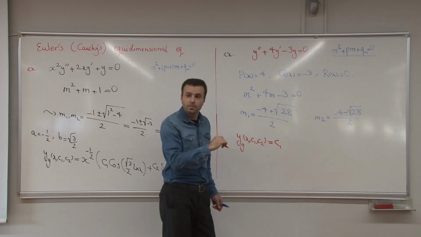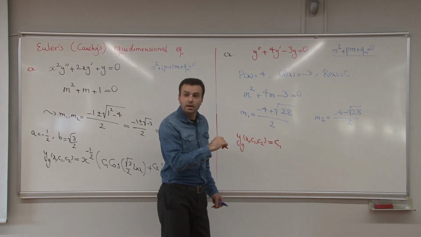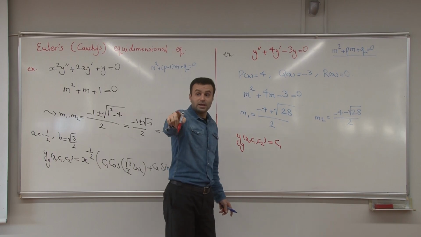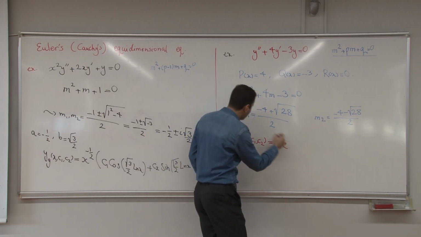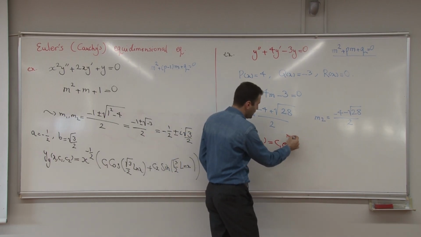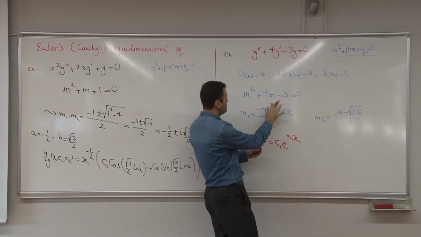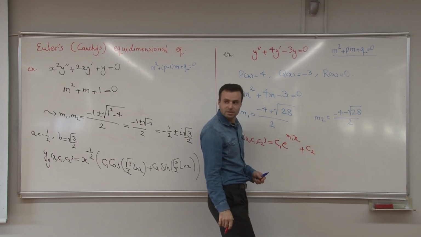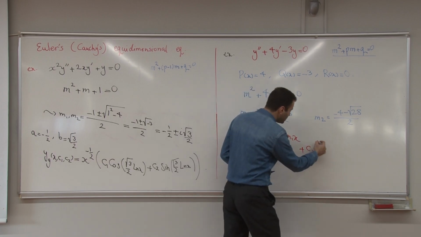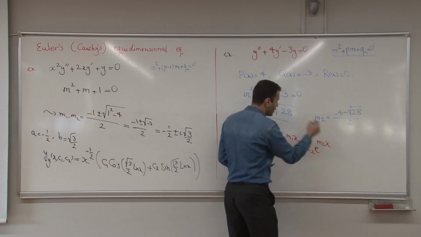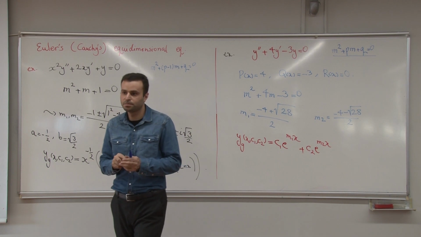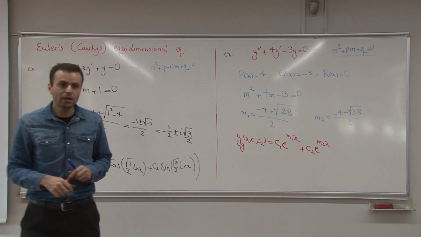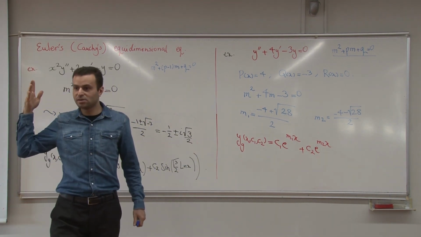C1 multiplied by e to the power of m1 x. I'm not writing m1 again, but we can plug it here. Plus c2 times e to the power of m2 x, and this is our m2 that we can write here. Okay? So there are 3 cases.